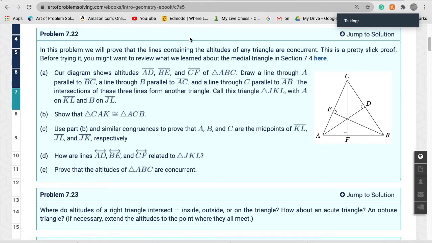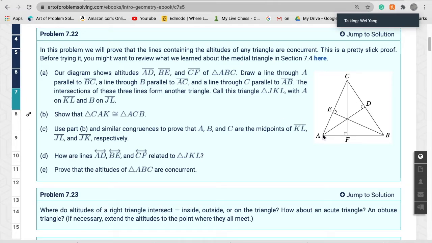See this diagram: AD, BE, and CF are altitudes of this triangle ABC, on sides BC, AC, and AB, right? So now we draw a line through point A parallel with BC.